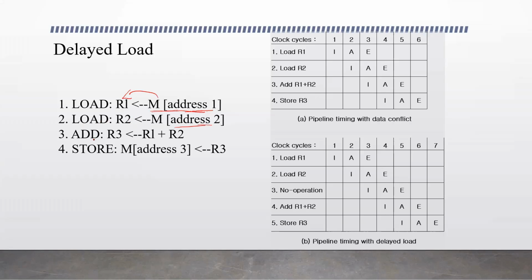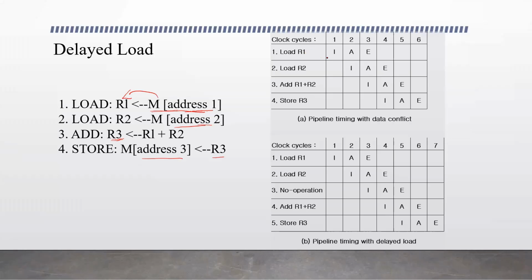The third instruction is add. This adds R1 and R2 and stores the result in R3. So we get the result in R3. This is the third instruction. And the fourth instruction is store. This is to store the result in memory. So the result that is in R3 is stored into memory at address 3. So let's take these 4 instructions for understanding this pipelining.